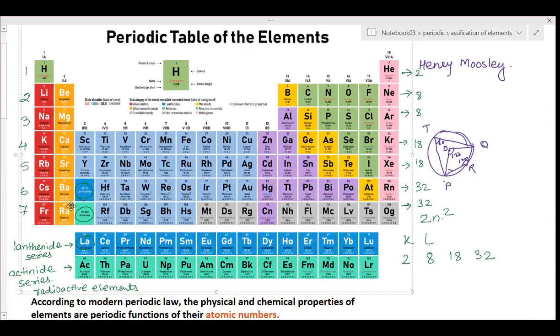Counting them one by one up to 32, this way the 32 elements are present in the 6th and 7th periods. So these elements have properties similar to those of lanthanum. Therefore, these elements are called the lanthanide series.